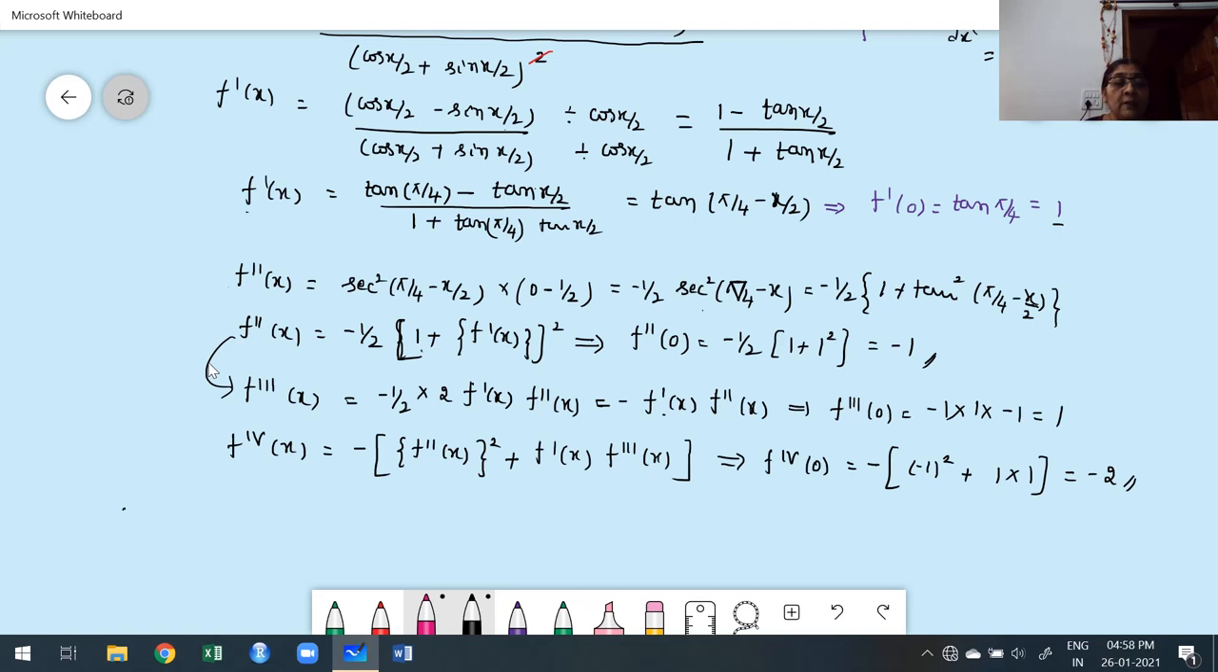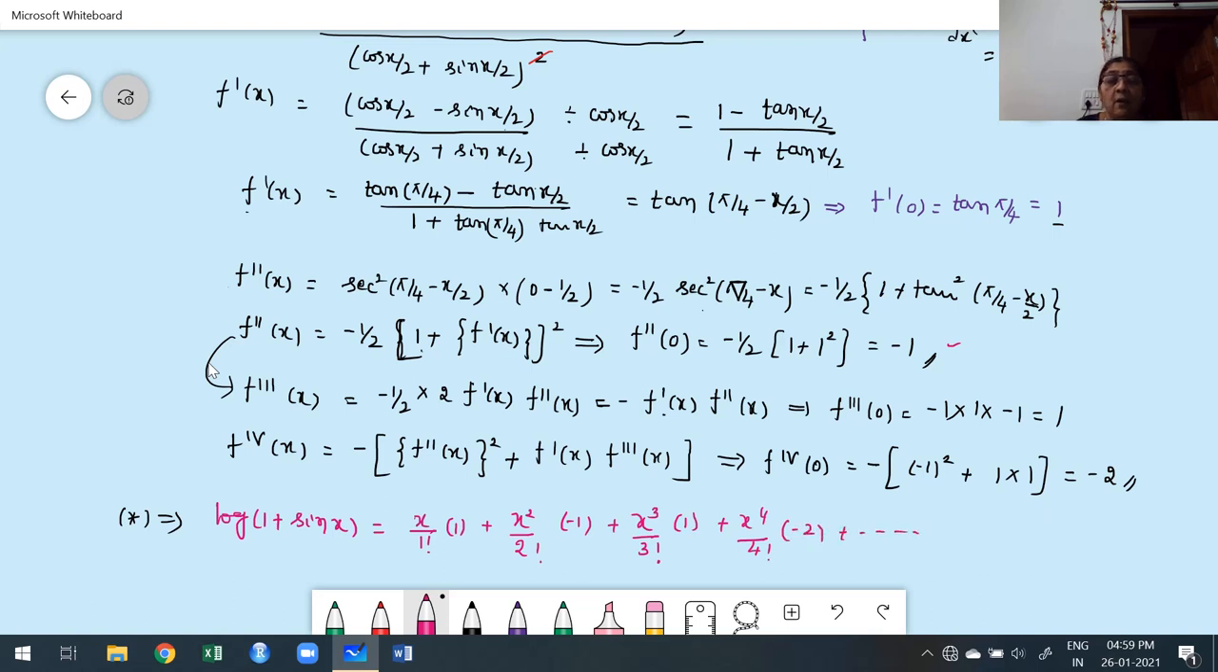Now, substituting these values in the Maclaurin series, what we get actually is log of 1 plus sin x must be equal to, f of 0 is 0, therefore we neglect that term, 1 by 1 factorial into 1 plus x square by 2 factorial into f double dash of 0 which is minus 1, plus x cube by 3 factorial into f triple dash which is 1, plus x to the power of 4 by 4 factorial into minus 2. This way I expand log of 1 plus sin x in powers of x up to the term containing x to the power of 4.